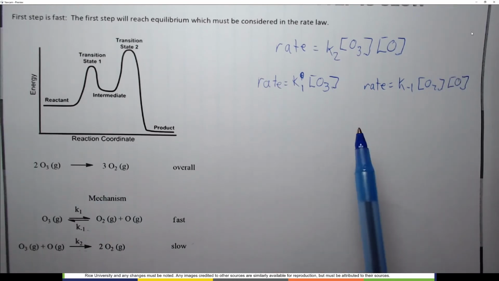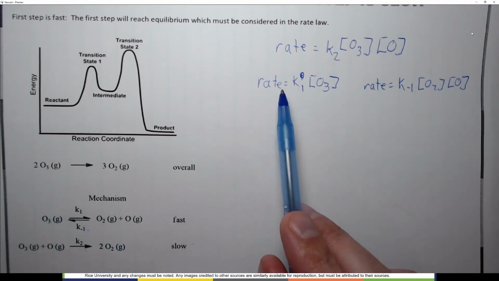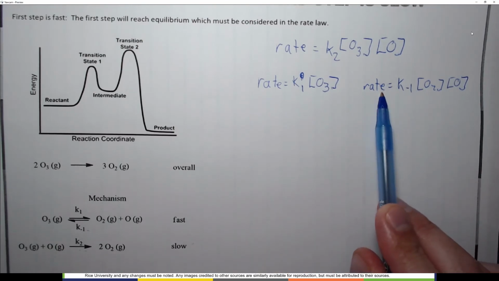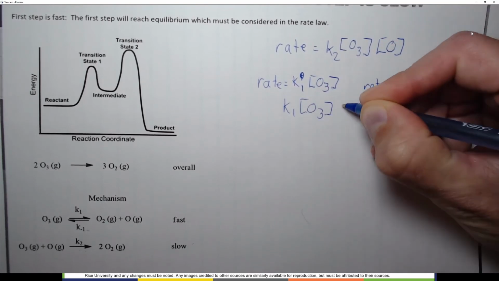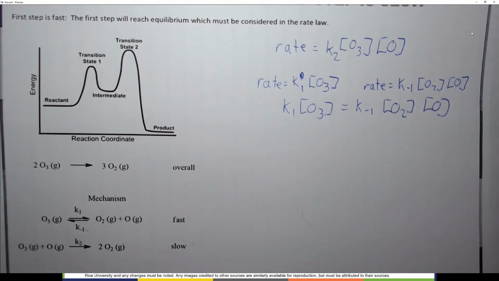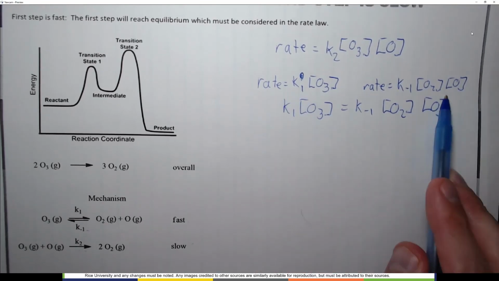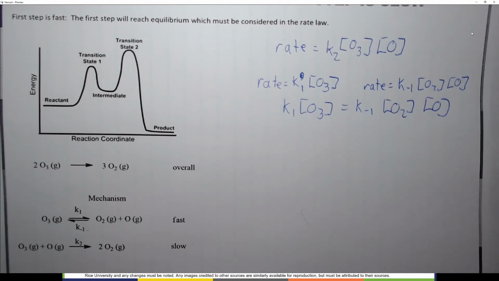So here's the math trick that we take advantage of. As I mentioned before, this is assumed to reach equilibrium. Said another way, the rate of the forward reaction and the rate of the reverse reaction become the same. Said another way, this rate and this rate are equal. Said a last way, k1 concentration O3 equals k-1 concentration O2 concentration O. I just put these 2 things equal to each other because at equilibrium, the rate of this and the rate of this are equal.